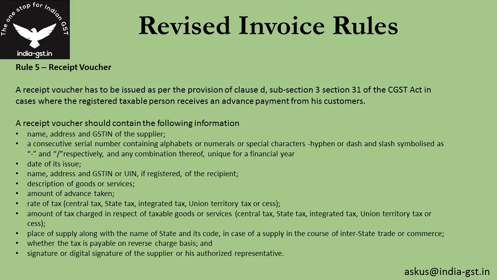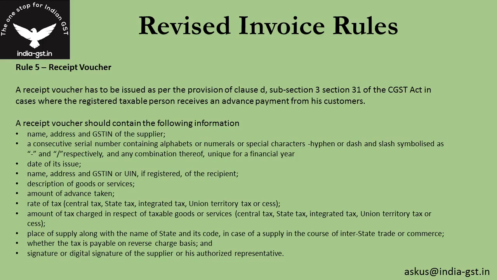Rule 5: Receipt Voucher. A receipt voucher has to be issued as per the provision of Clause D, subsection 3, Section 31 of the CGST Act in cases where the registered taxable person receives an advance payment from his customers. A receipt voucher should contain the following information: name, address and GSTIN of the supplier; a consecutive serial number containing alphabets or numerals or special characters hyphen or dash and slash, and any combination thereof, unique for a financial year; date of its issue; name, address and GSTIN or UIN, if registered, of the recipient.